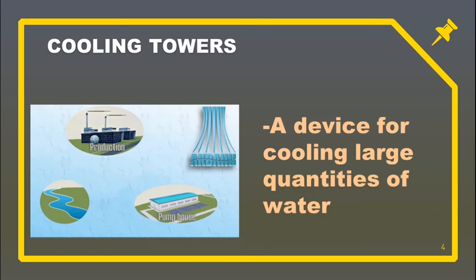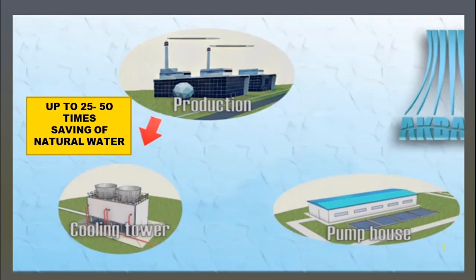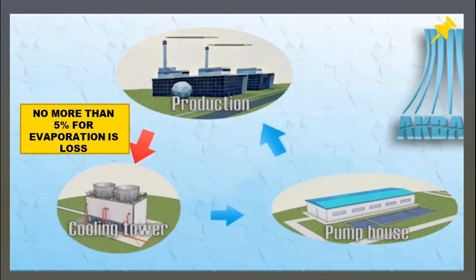A cooling tower is a device for cooling large quantities of water circulating in a water recycling system. A circulating water system is a system in which water is used as refrigerant for cooling heat exchange equipment. The use of cooling water saves natural water by 25 to 50 times compared with a once-through cooling system, and prevents thermal pollution of bodies of water. After cooling, 5% of the water is lost to evaporation, drip loss, leakage, and discharge into the blowdown system. Losses are replenished by fresh water makeup.